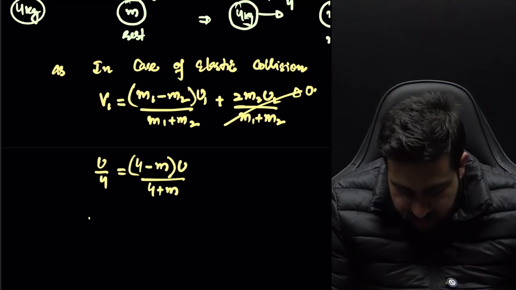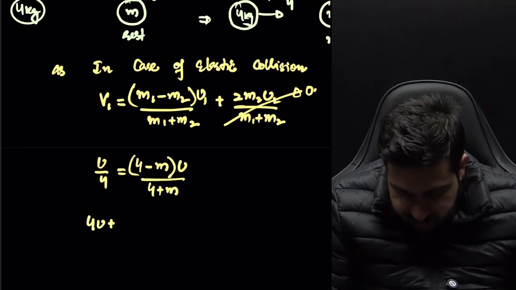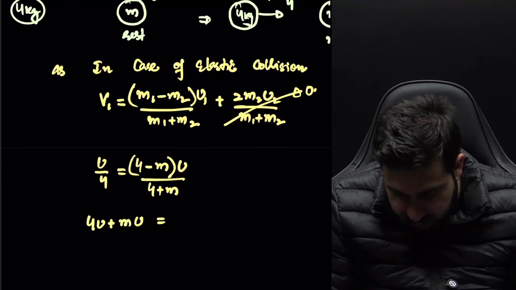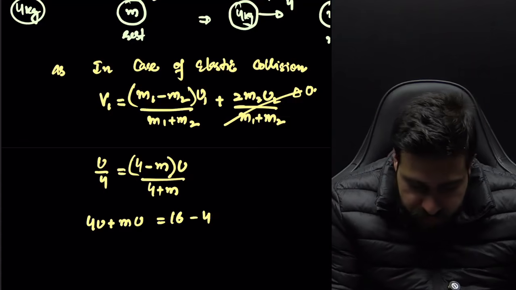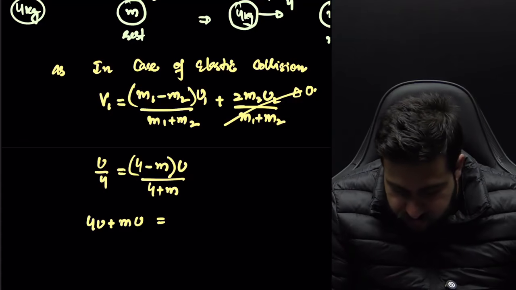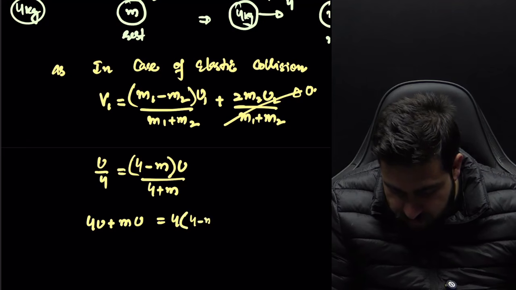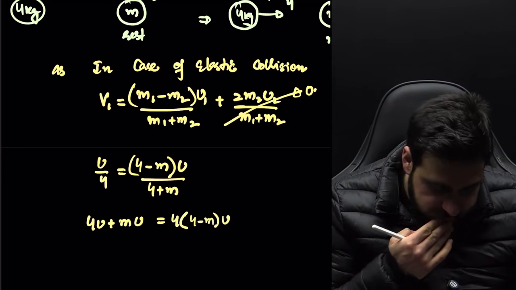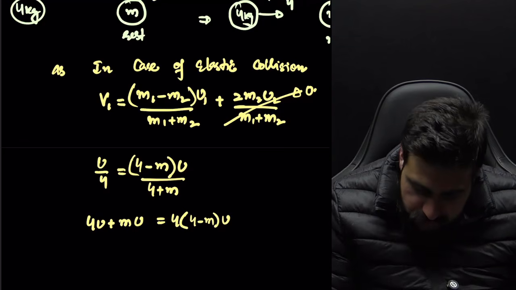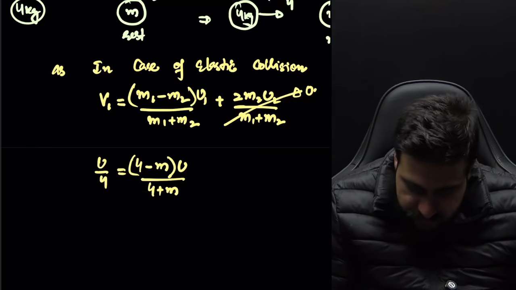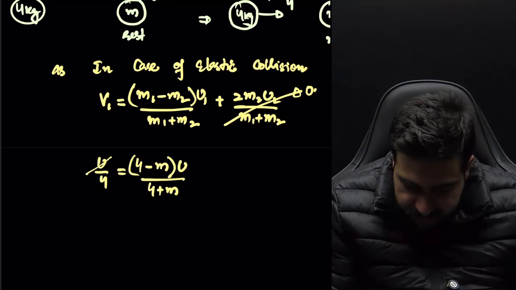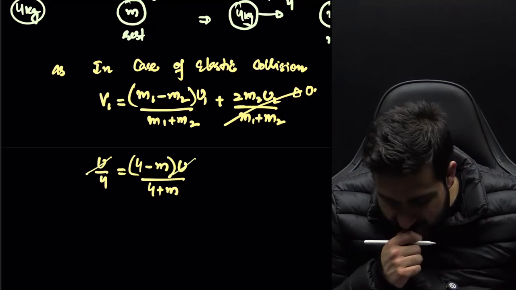Now take it over here. This will be 4U plus MU equals 4 into 4 is 16 minus 4M. Multiply this 4 over here, so this will be 4 minus M into U. So you can cancel this U. Now, why am I complicating things over here? Directly this and this will be cancelled.